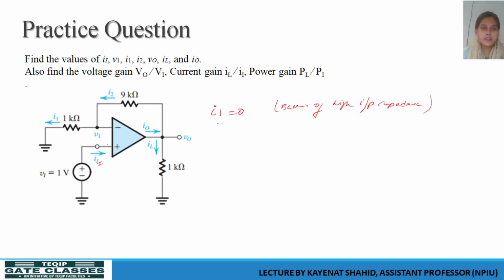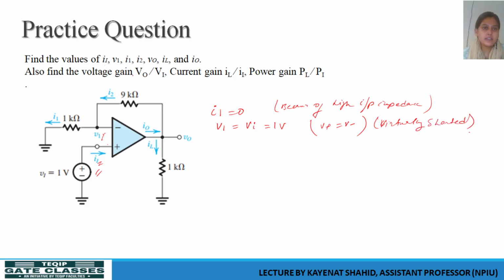So what is V1? This is V1, this is Vi. This voltage is equal to this, so V1 is actually Vi, which is nothing but 1 volt. So this is what V plus equal to V minus means. It is virtually shorted, or we can say virtual ground.